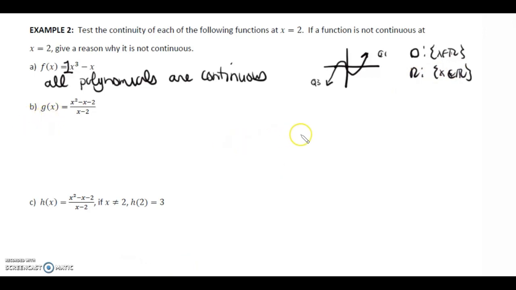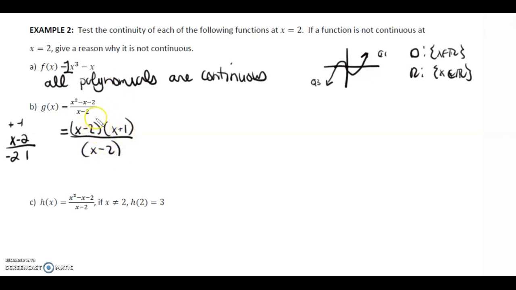Now B, we have g at x equals x squared minus x minus 2 all over x minus 2. So right now in the denominator, I look at this like there could be a vertical asymptote, but you always want to check for holes first. So for the numerator, because it's a trinomial, we can think of what two numbers multiply to -2 and add to -1. Well, I get -2 and 1.